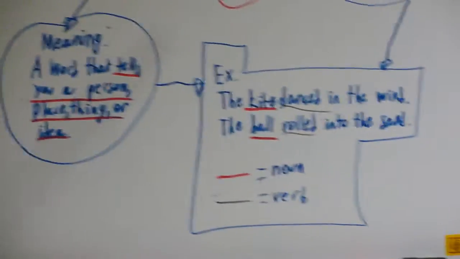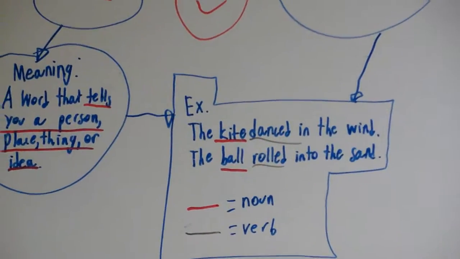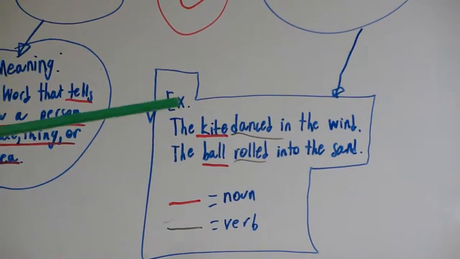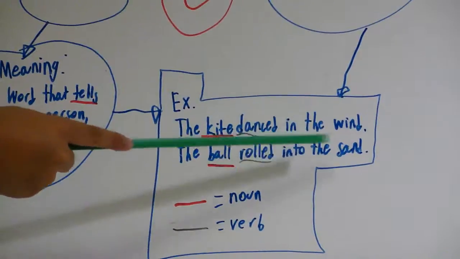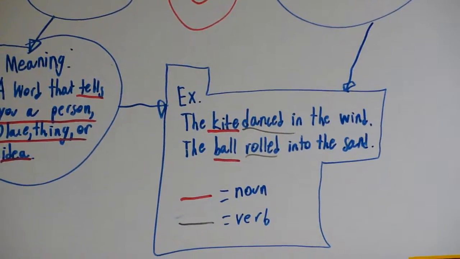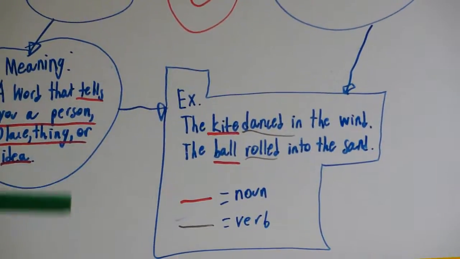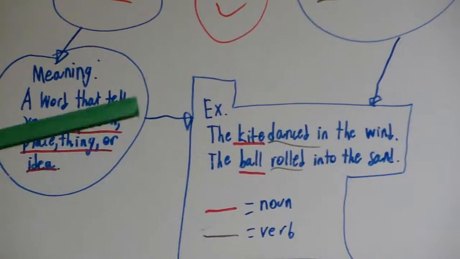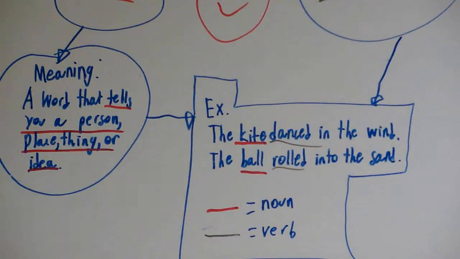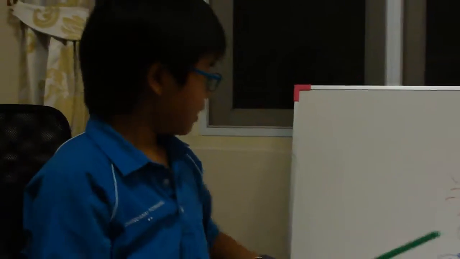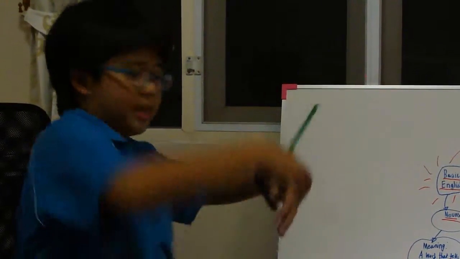So for example, for both nouns and verbs in a sentence: the kite danced in the wind. So the kite is the noun and danced is the verb. A kite is an object that is used to fly. Danced is a verb. It danced. So the kite was dancing in the wind.